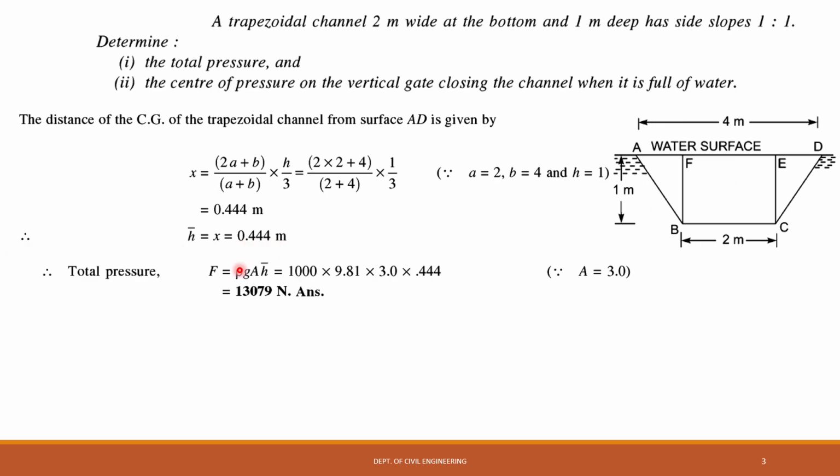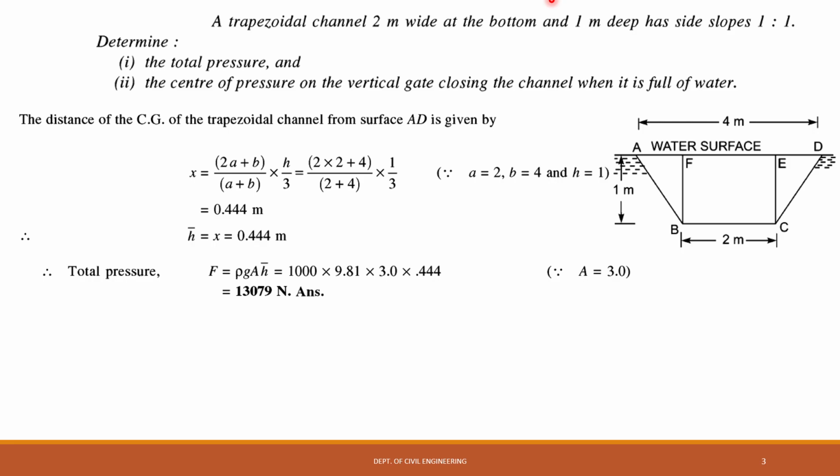Now as I told you, F is equal to rho g A H bar. Substitute all the values. A is obtained as 3. How to find out area? We can just add these 3 areas. Okay. So total pressure is obtained as 13,079 Newton. Okay. First part of the question is over.